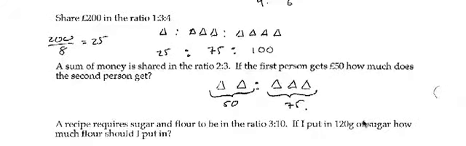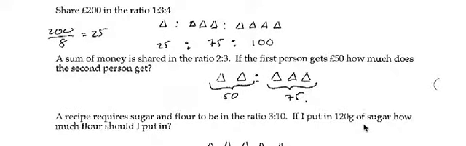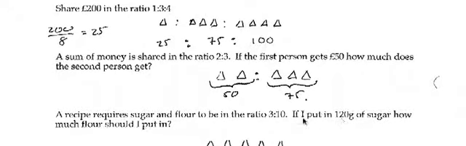Okay, so this is the same style as the previous question. It's not saying divide 120 grams in the ratio 3:10. It's saying that 120 grams accounts for these 3 parts of the ratio.